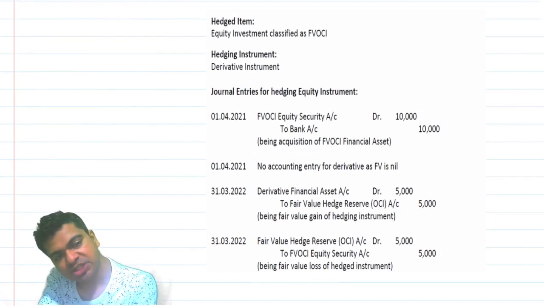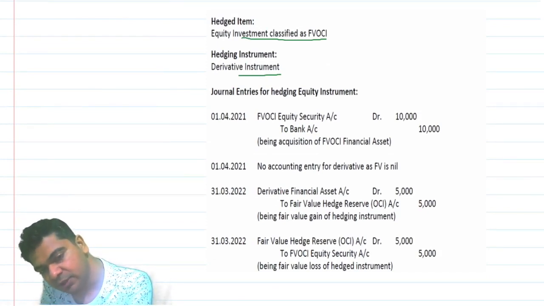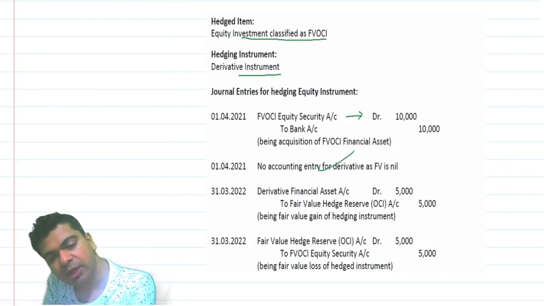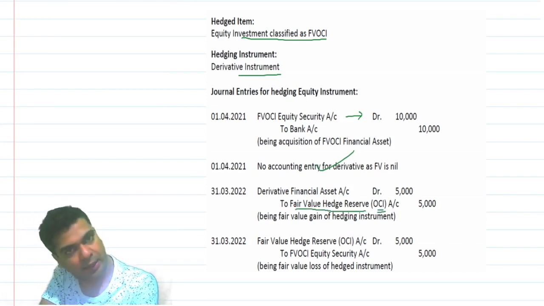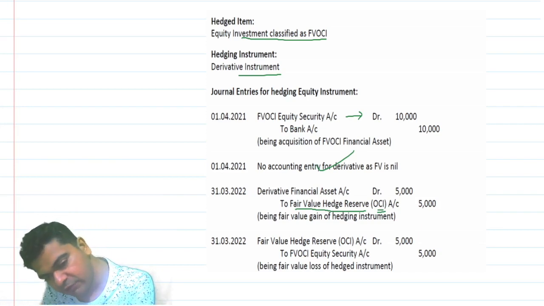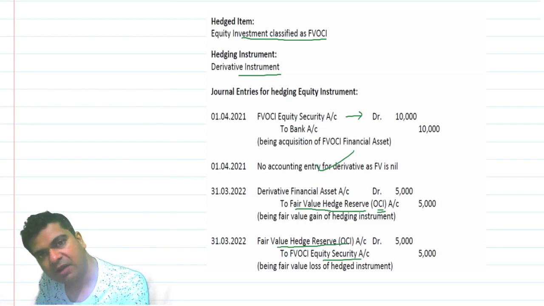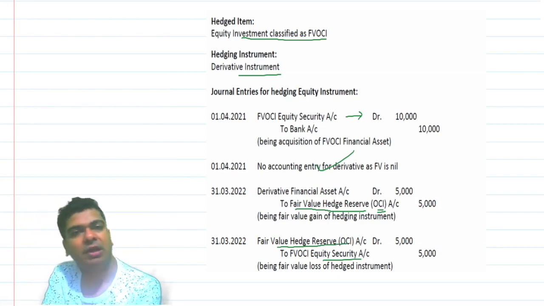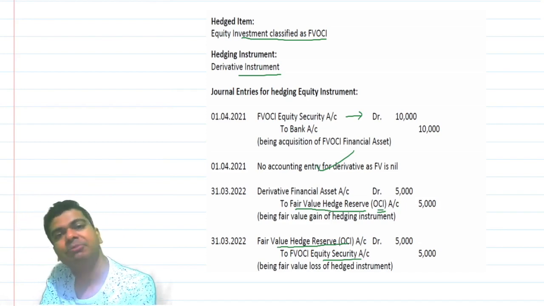So this time the hedged item is the equity investment classified as FVOCI, and a derivative instrument. So the equity instrument is now getting debited by its cost, no accounting entry for the derivative. And just see now, the derivative financial asset account debit to fair value hedge reserve. This fair value hedge reserve is nothing but the OCI. And for the equity security also, the fair value hedge reserve account debit, we are recognizing that in the OCI. So fair value changes of the hedged item and fair value changes of the hedging instrument, both of them will be captured in OCI.